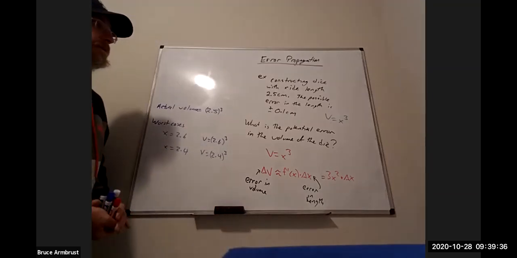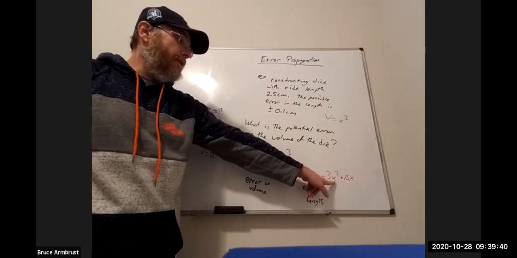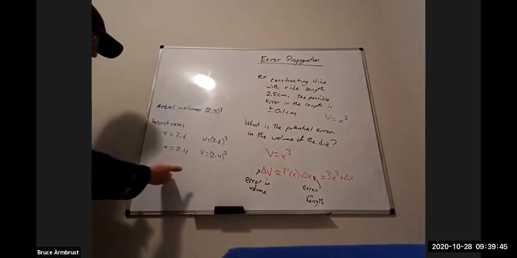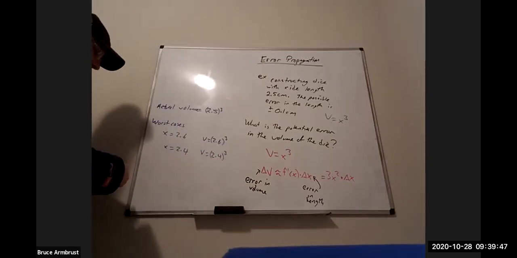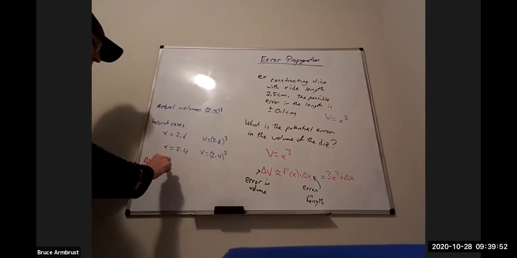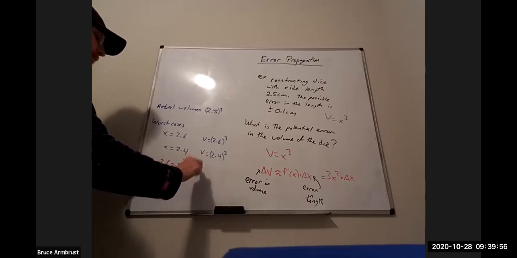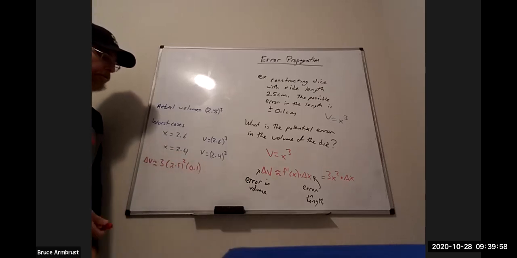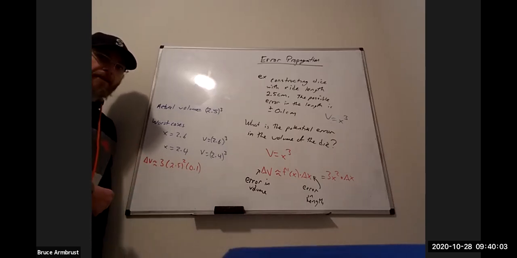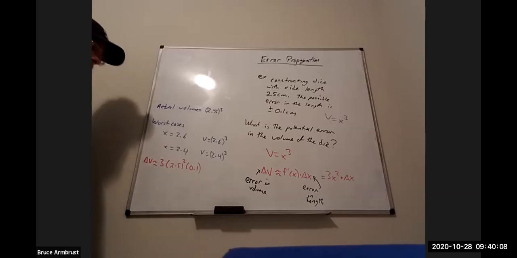So what I'm going to do is put in the actual length that I wanted, 2.5 centimeters, and my delta x. So I'm going to carry that on over here. So here's what my delta v is going to be approximately equal to. It's going to be 3 times 2.5 squared times 0.1. I'm not going to worry about the plus or minus right now. I'll just throw that in at the end. It could either be off by more or less.